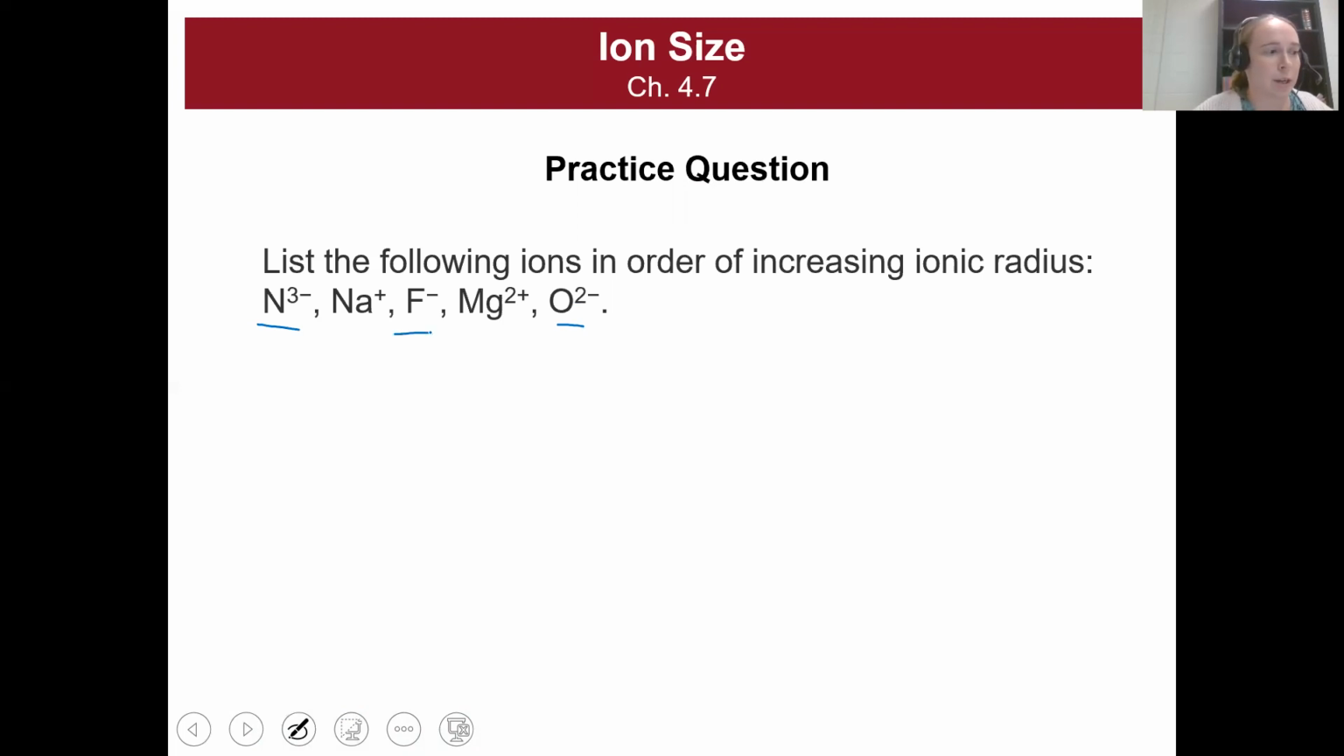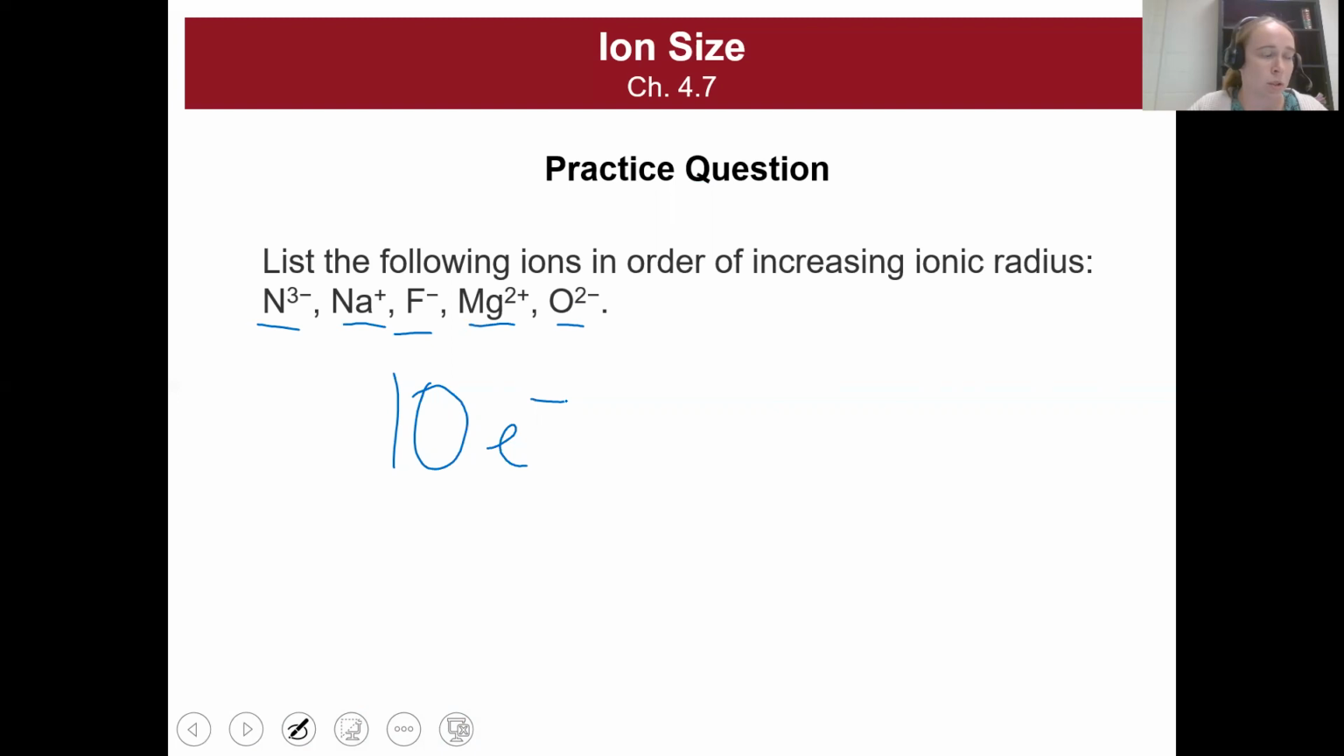Cool. Fluorine is -1. If it gets 1 electron, it goes to neon. Sodium is +1, so it loses an electron, goes back to neon. And magnesium is +2. It lost 2 electrons and went back to neon. So they all have 10 electrons, just like our previous table and picture. So it just depends on the number of protons. So we just have to look at the atomic numbers. So nitrogen is 7, oxygen is 8, fluorine is 9, sodium is 11, and magnesium is 12.